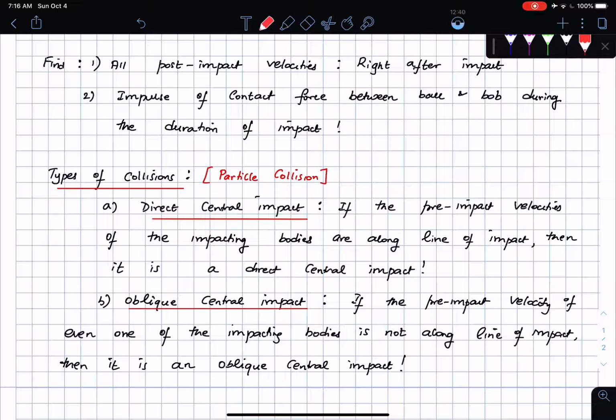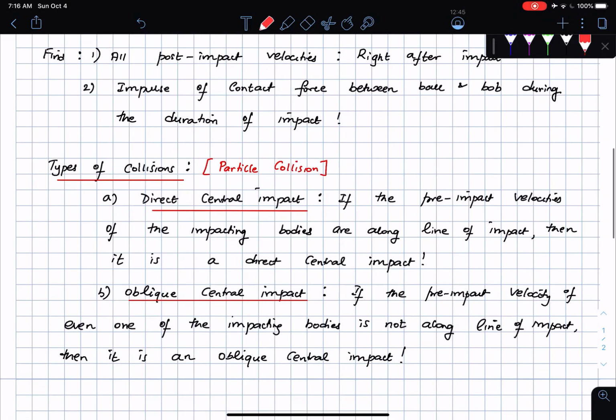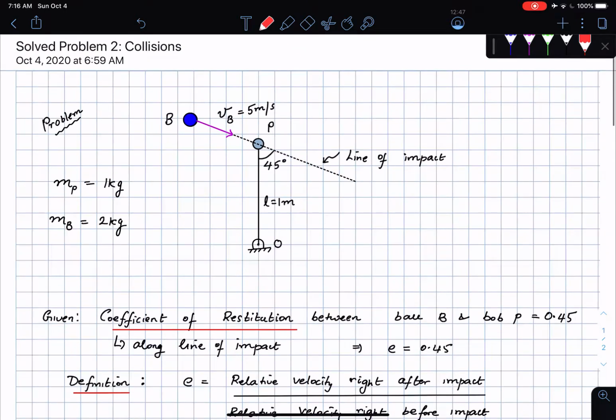So what type of collision is ours? You take a look at the problem. You look at the ball. The ball has a pre-impact velocity of 5 meters per second, which is along the line of impact. But what about the pendulum? The pendulum is initially at rest, which means that its pre-impact velocity is not along the line of impact, right? Because it has no velocity to begin with, which means that this is an example of an oblique central impact. So this problem is an oblique central impact. So let me write this here.